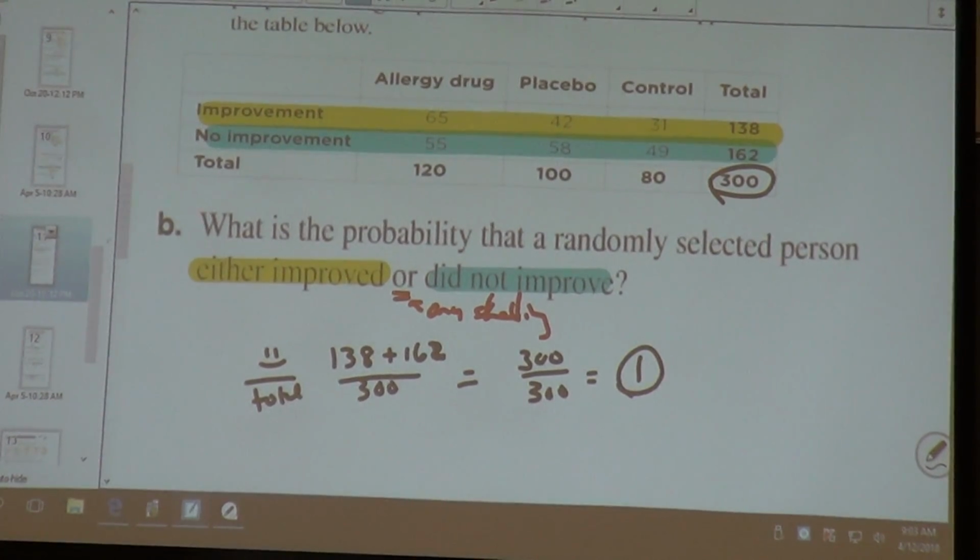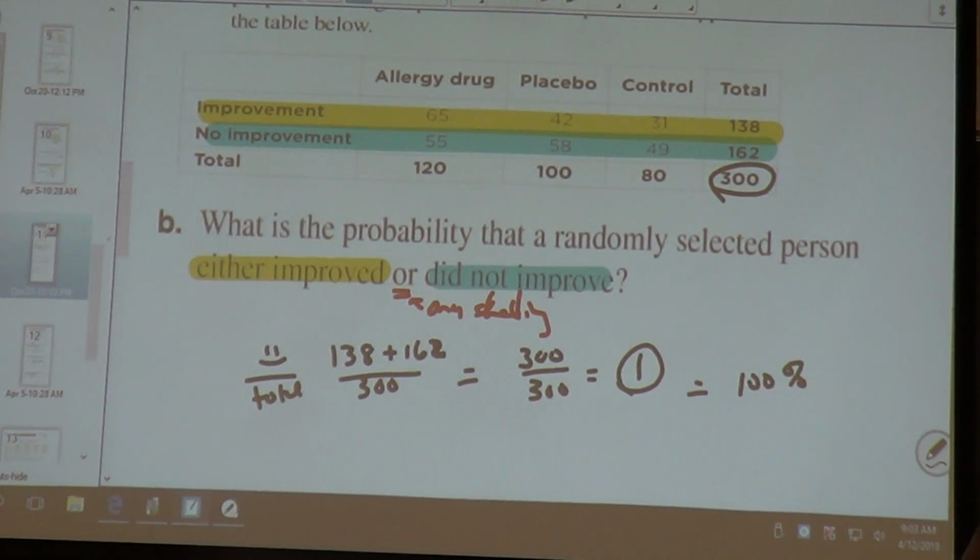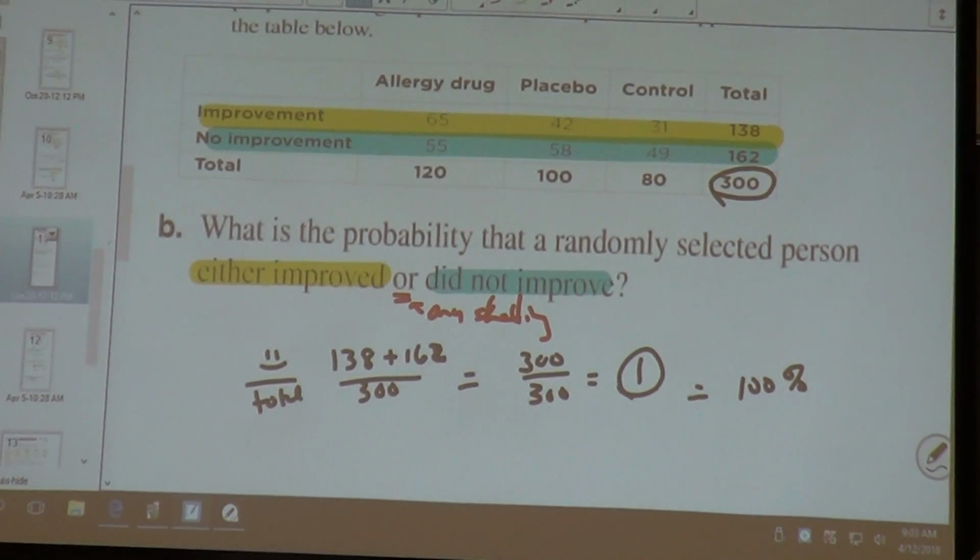Okay, so if I turn 1 into a percentage, do you agree that's 100%? Y'all, if I say, what's the probability that either you're gonna get better or you're not gonna get better? You've covered all the bases. If I say, what's the probability that either you're pregnant or you're not pregnant? What's the probability that either you're a girl or you're a boy? 100%. So the probability that you're either gonna get better or you're not gonna get better is 100%. Because either one of those is gonna happen. You with me?